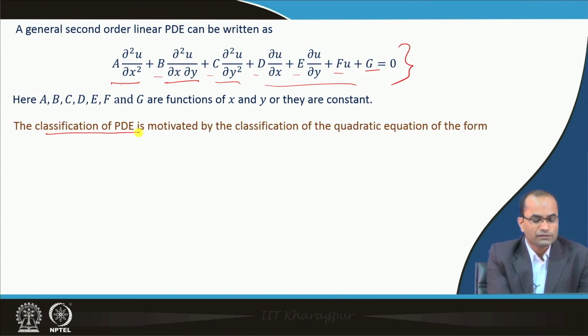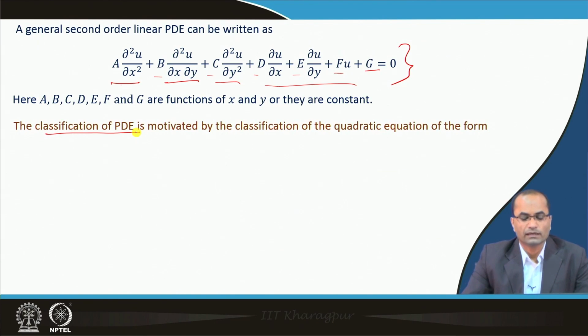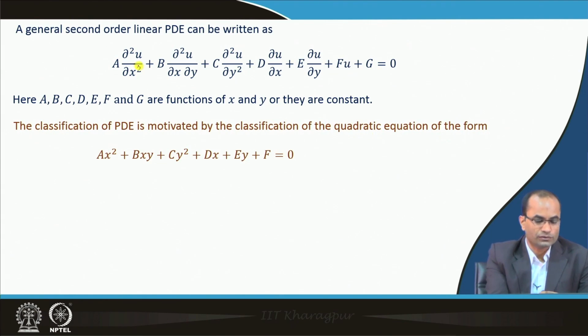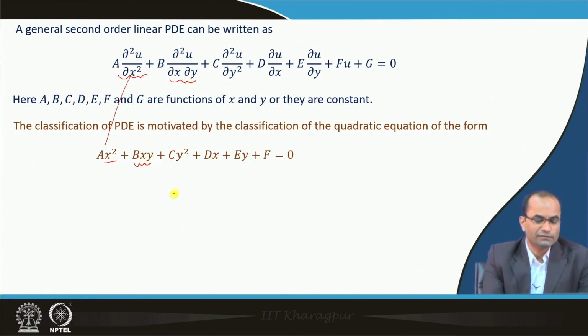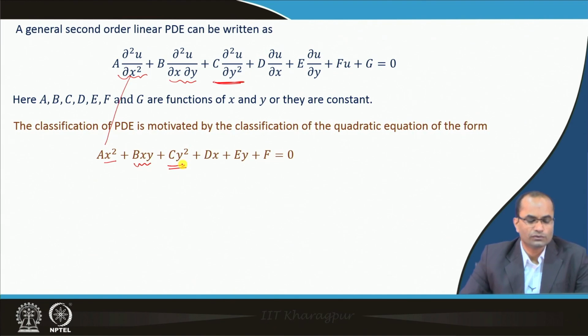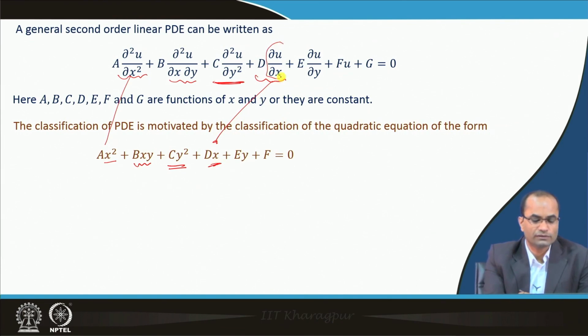The classification of this PDE is motivated by the classification of the quadratic equation of this form, which is analogous to this equation. Here we have A times x square, instead of the second order derivative. Similarly, for the mixed derivative we have the product xy with b, and then c with y square, corresponding to the second order derivative with respect to y. Then we have d with x, corresponding to the first order derivative, and e also with the first order derivative.